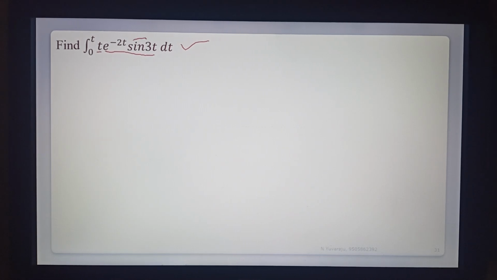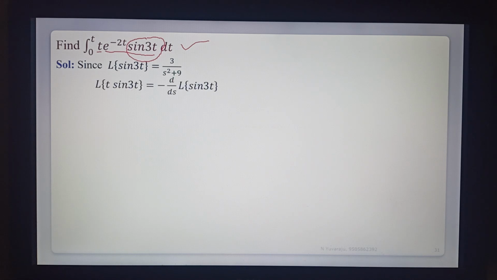First of all, assume f of t and find L of f of t. So L of sin 3t is equal to 3 by s square plus 9. Next, finding multiplication by t, since t is there, L of t into sin 3t is equal to minus d by ds of L of sin 3t, that is equal to minus d by ds of 3 by s square plus 9. So differentiation here gives 3 into 2s by s square plus 9 whole square. Next one, e power minus 2t.